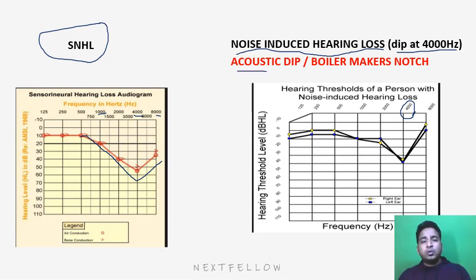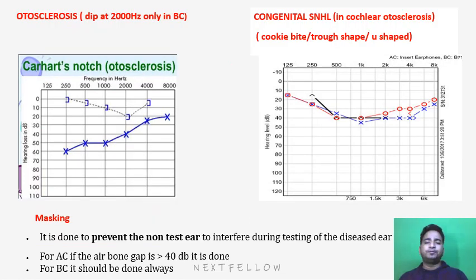It is also known as acoustic dip or boilermaker's notch, because the people involved in making boilers have to deal with loud sound. A study was conducted and it was found that they had a typical dip at 4000 Hertz. So this is an audiometry showing the graph of noise induced hearing loss.